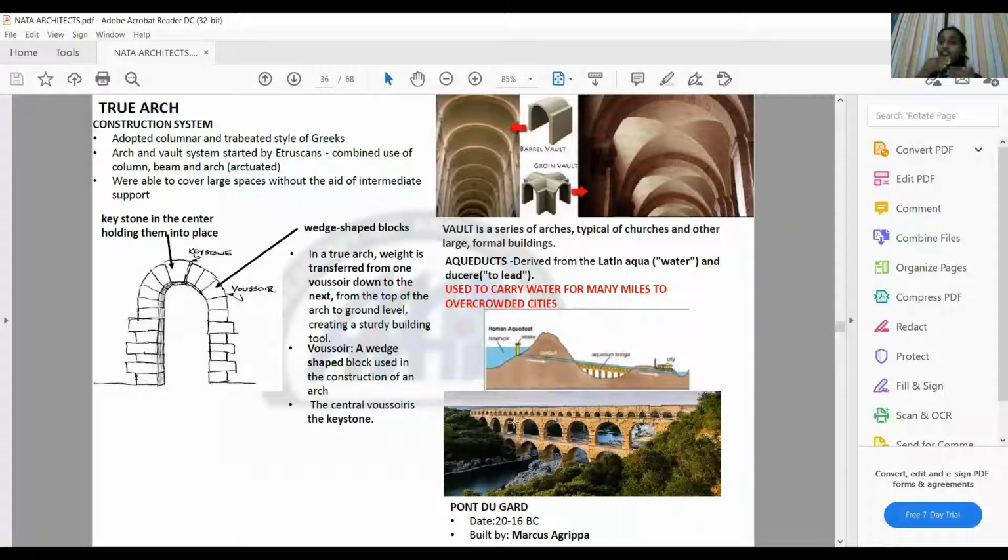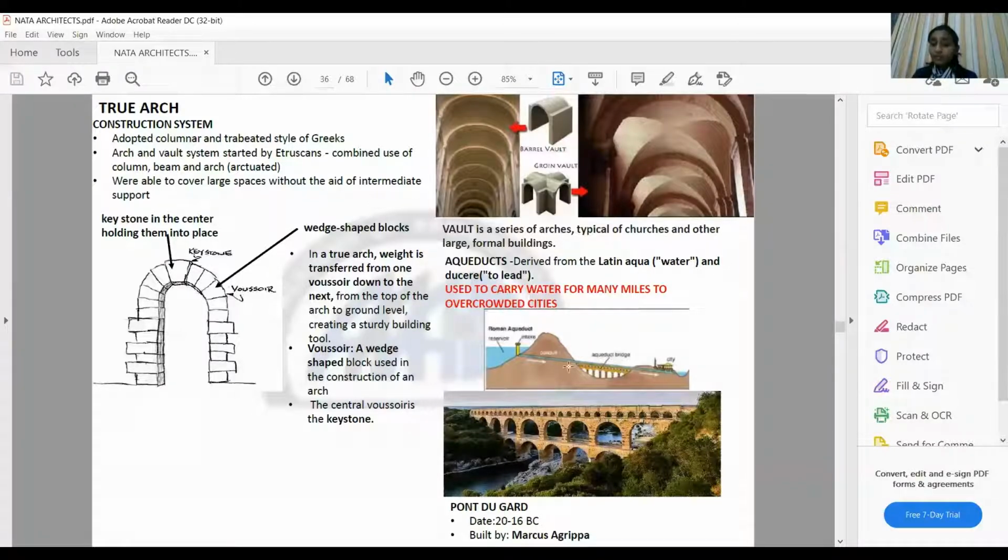And then the continuation of the arch is referred to as your vaults. These are the different terms, and how the modification of the arch led to the evolution of the vaults. It is nothing but a series of arches, and how they started using all of these in their structures, mainly to give greater heights to the buildings. One is the barrel vault, and then the intersection of the barrel vaults was referred to as your groin vaults. And they also had these aqueducts, mainly which carried water from miles away to the overcrowded cities.